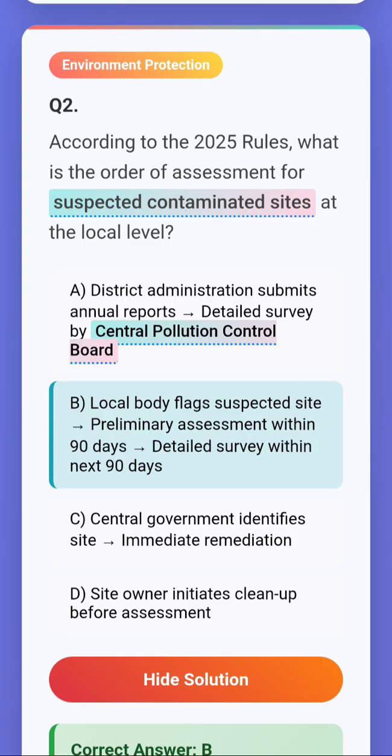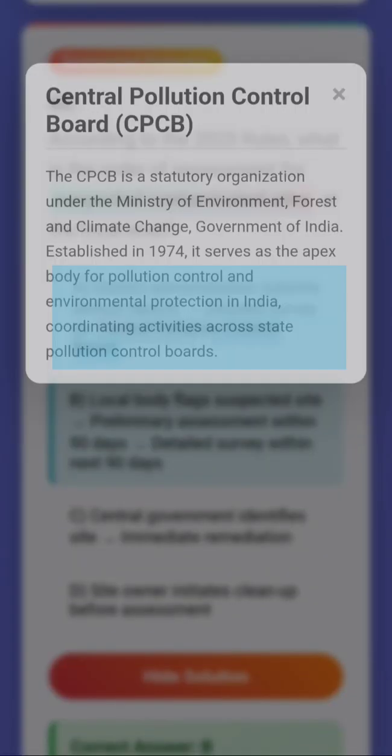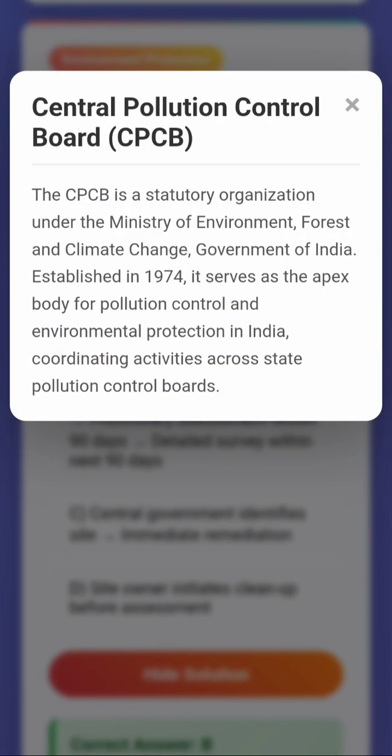The Central Pollution Control Board is through different act, that is through Water Act, but we are talking about environment rules under Environment Act 1986. So this is different. Still we'll check the CPCB. What is CPCB? CPCB is a statutory organization, okay, under Water Act, under the Environment Ministry, established in 1974.